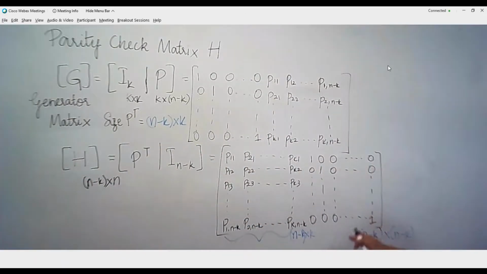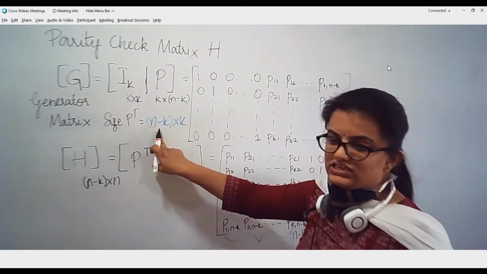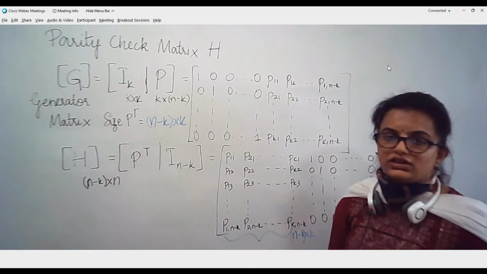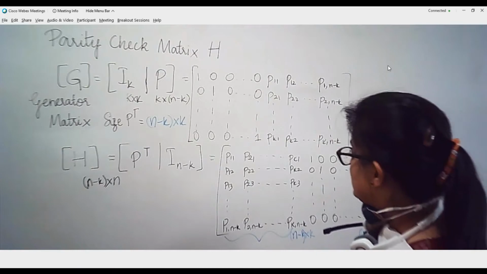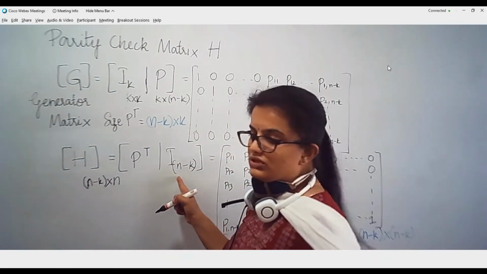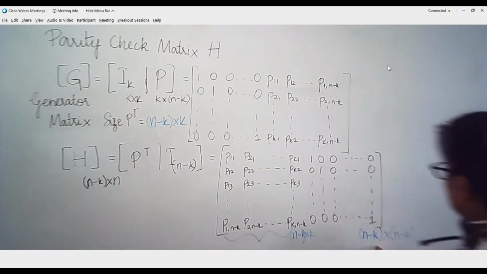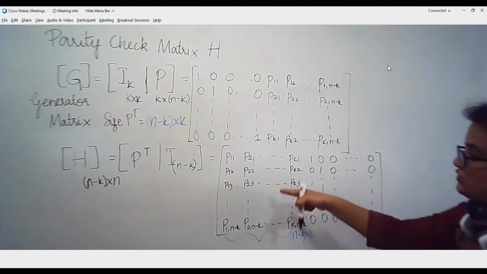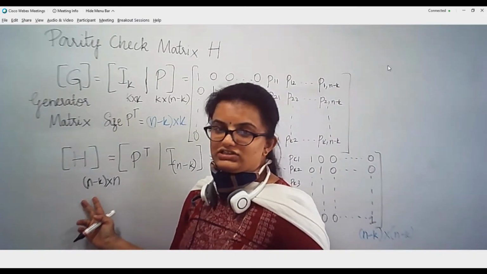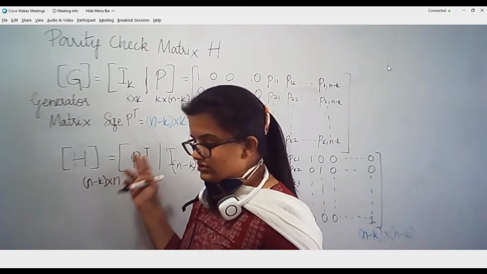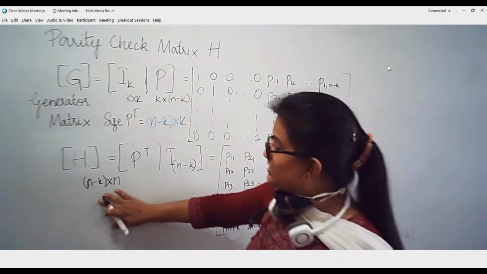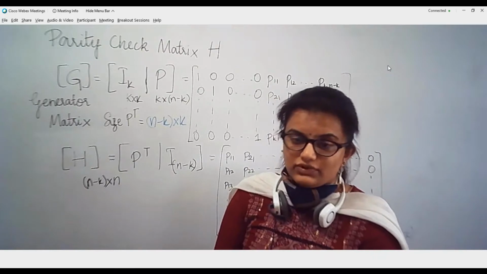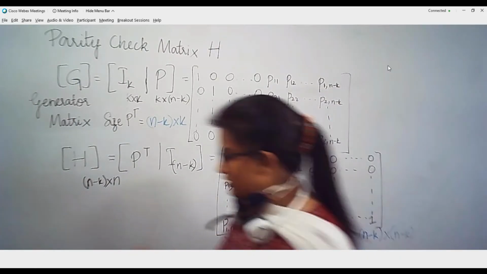So you can see here how we are getting this. P transpose will have the size n minus k cross k, and that will be your first part, and the second part will be appended with the identity matrix of the size n minus k. That means the number of rows will be equal to the number of columns here. So the size of the identity matrix is n minus k cross n minus k. So when you look at the total matrix, the dimension of the parity check matrix would be n minus k cross n. We will see how this parity check matrix is going to help us in obtaining the message information from the code word.